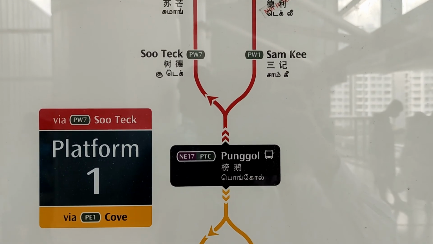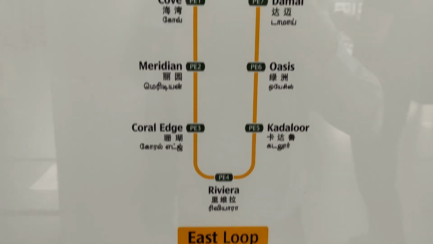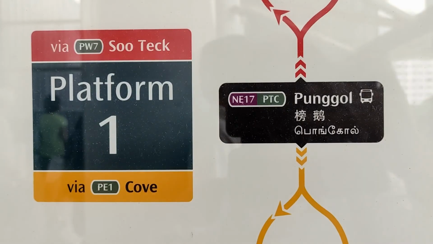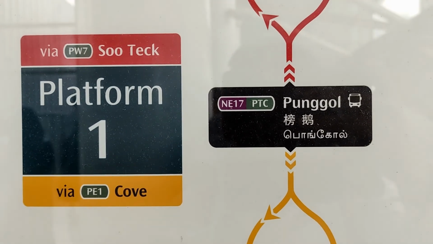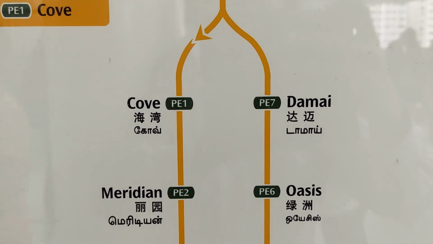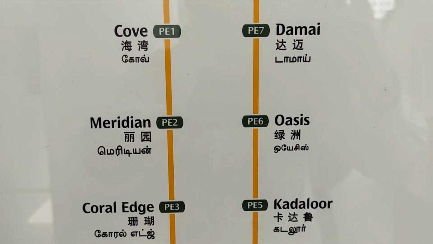It will take 20 minutes, maximum 25 minutes to complete one full loop. So make sure which loop you are going to travel, and make sure you get into the right train. Now we are going to Kadaloor, that is, we are going to travel from Punggol to Damai to Oasis, then to Kadaloor.